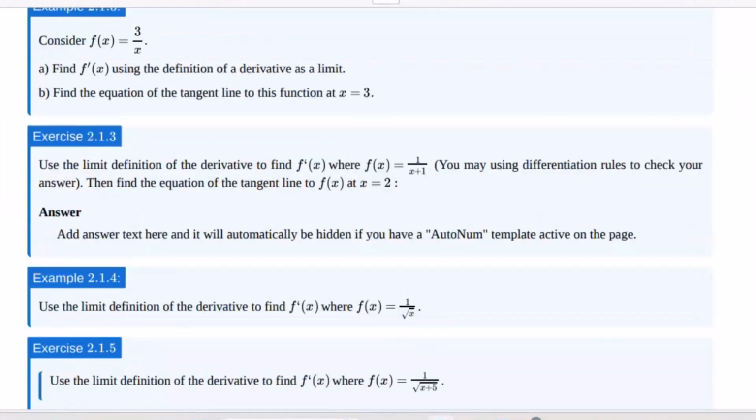Now, exercise 2.1.5. Please use the limit definition of the derivative to find the derivative of f, where f of x is equal to 1 over the square root of x plus 5. I'm giving you 2 minutes.